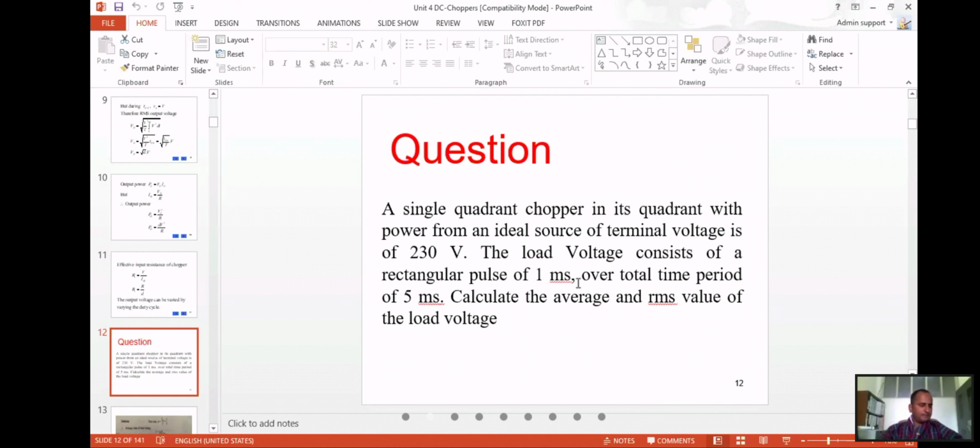So can you solve this? We know that alpha is equal to T1 divided by T, which is equal to 1 by 5. So the average output voltage will be alpha into VDC, so 1 by 5 into 230, and you will get the average load voltage. And RMS voltage will be VDC into root alpha. So there is direct application of formula.